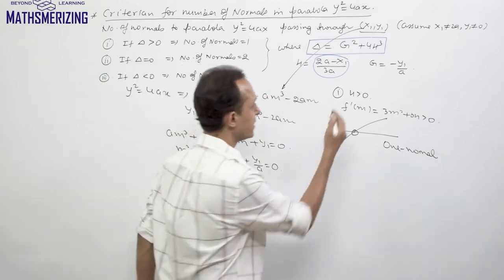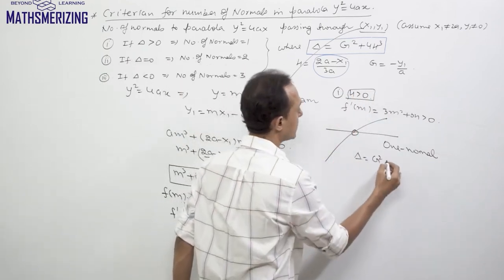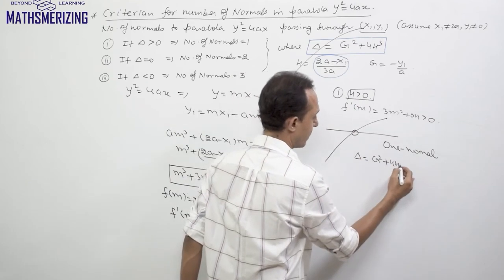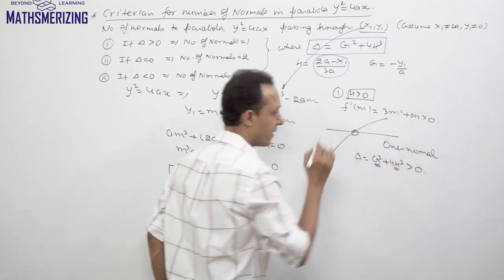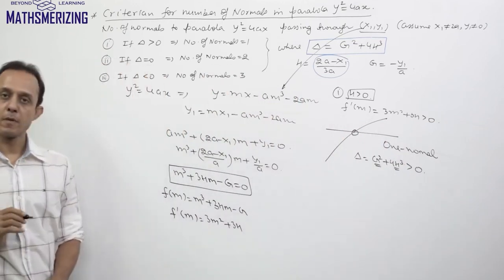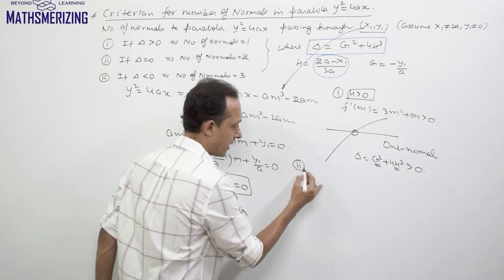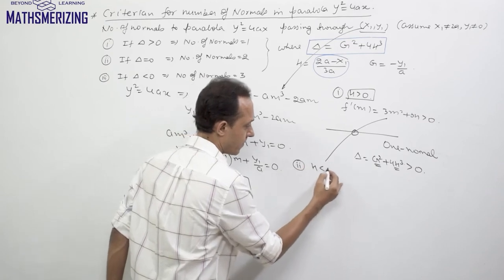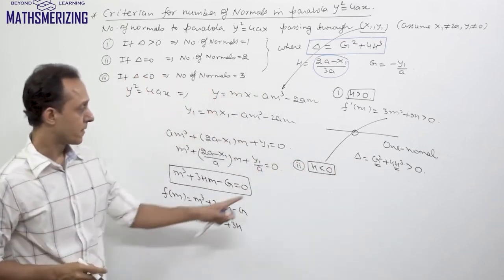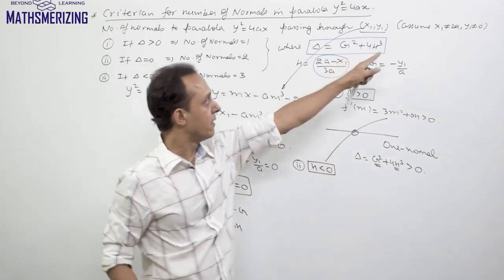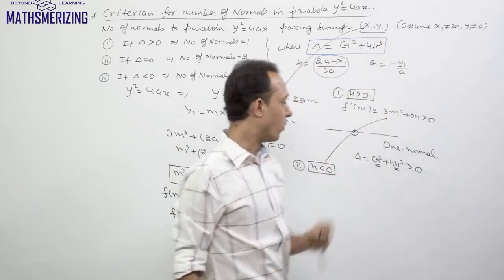So if h is greater than 0, in that case this delta, which is g square plus 4h cube, g square is positive, h is also positive. So in this case, delta should be greater than 0. Now we'll consider the case when h is less than 0, when h is negative. We are not considering the case when h is 0 because we have already taken the condition that x1 is unequal to 2a. In that case, we'll have only one normal.